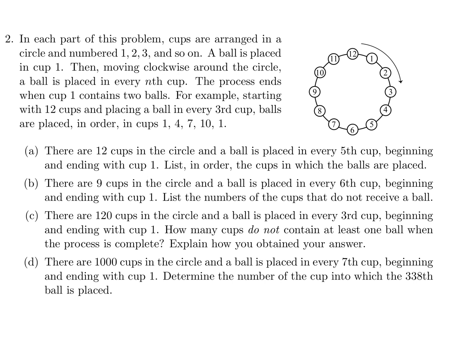In each part of this problem, cups are arranged in a circle and numbered 1, 2, 3, and so on. A ball is placed in cup 1, then moving clockwise around the circle, a ball is placed in every 9th cup. The process ends when cup 1 contains 2 balls. For example, starting with 12 cups and placing a ball in every 3rd cup, balls are placed in order in cups 1, 4, 7, 10, 1. There are 12 cups in the circle, and a ball is placed in every 5th cup, beginning and ending with cup 1. List in order the cups in which the balls are placed.